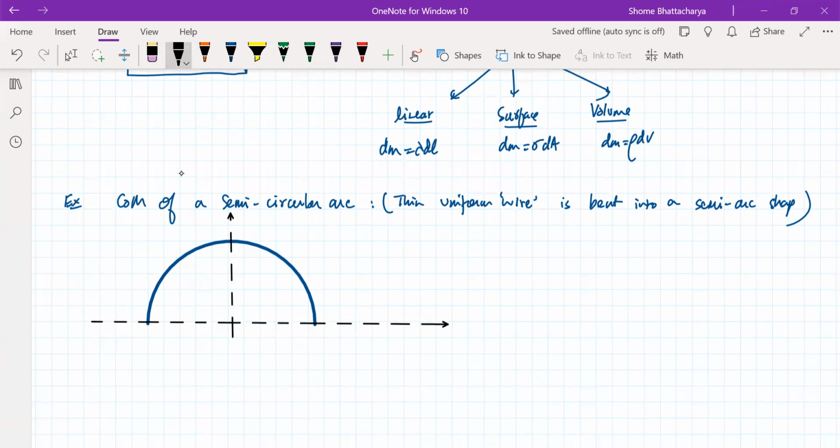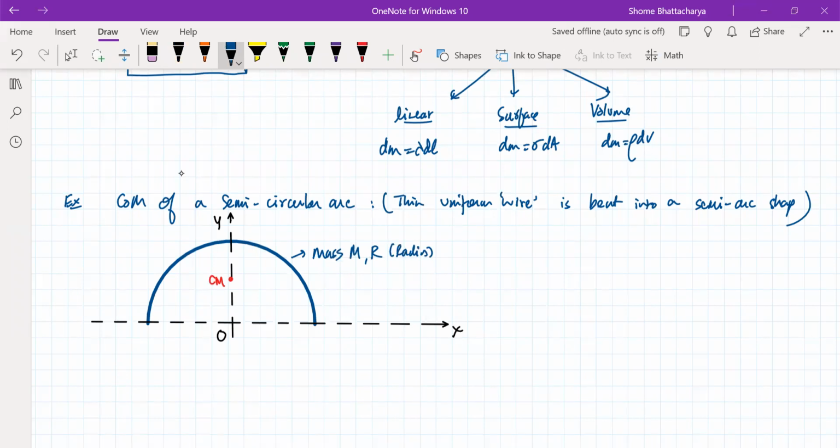So if O is the center of curvature and this is bisecting it, then I know that the center of mass will lie somewhere here. So I just have to find the y coordinate of the center of mass. To find it, I will once again use that formula. Suppose r is the radius.